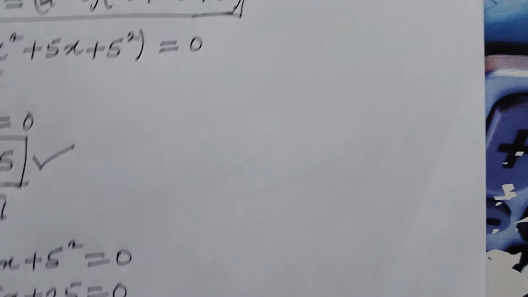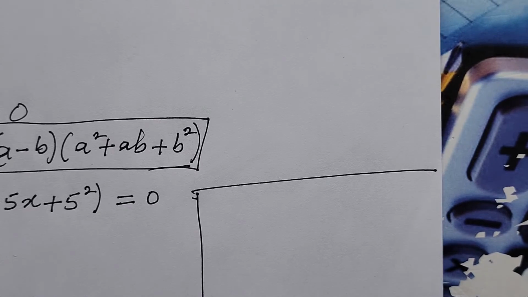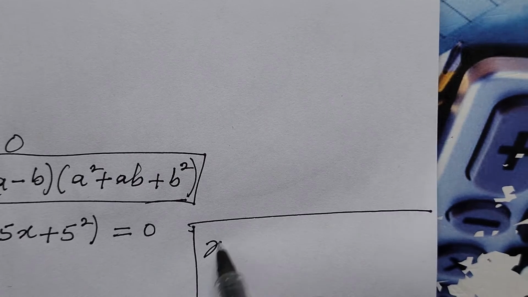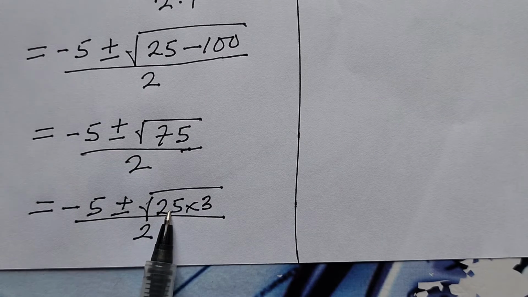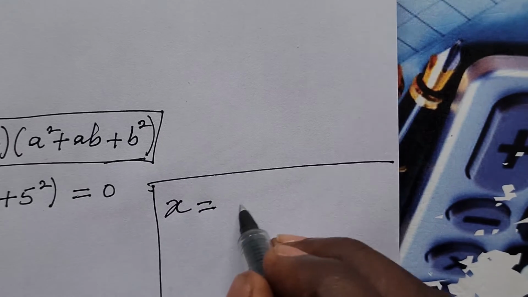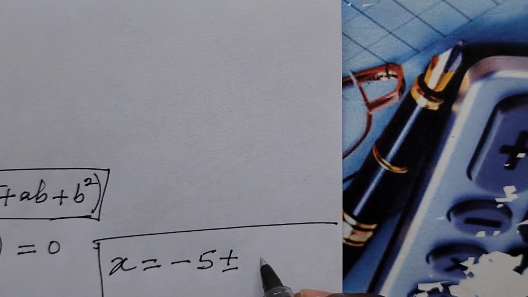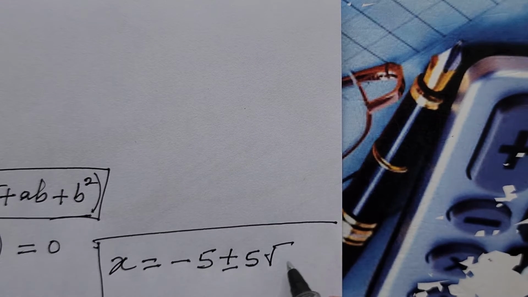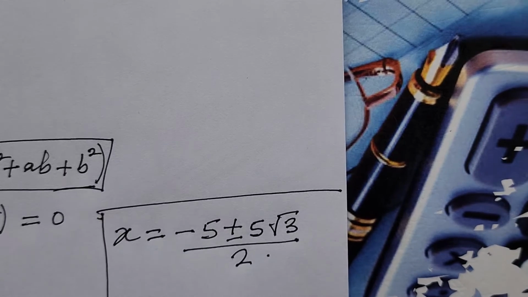Okay, so let's continue on this side here. All right, so we now have x will now be equal to, here we said this is 25, which is a perfect square. So this is going to give us 5 times root 3. So we're going to have minus 5 plus or minus 5 times the square root of 3, everything all over 2.